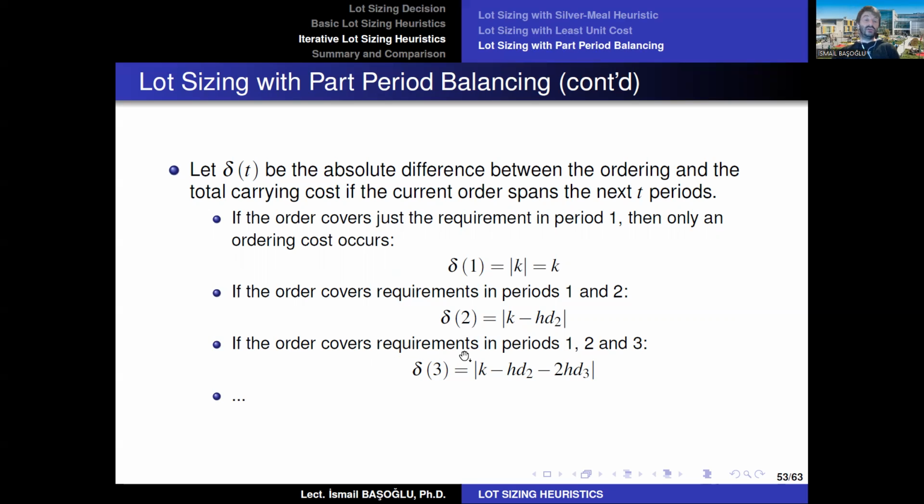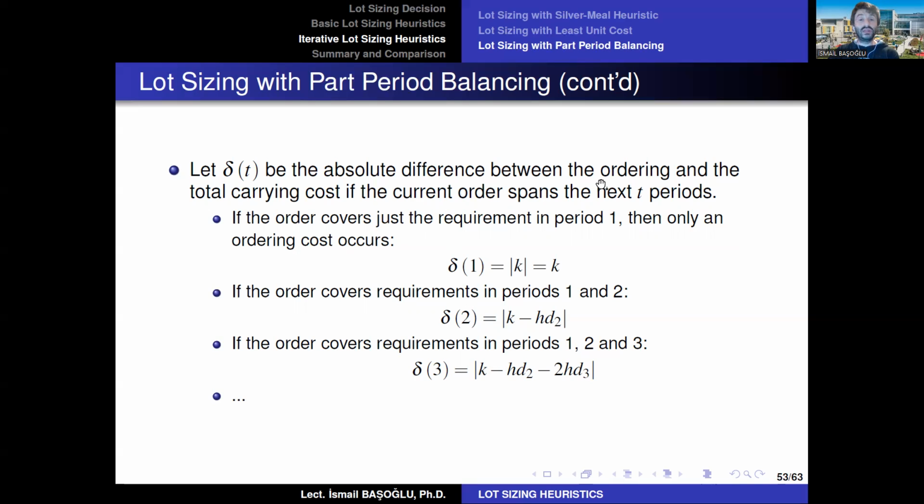Now, if my order covers the requirements of the first three periods, then I will pay a fixed ordering cost. That is the ordering cost component. And what is my carrying cost component? I am going to carry D2 units of inventory to the next period and D3 units of inventory to the period after. So I need to multiply this with 2h and I need to multiply this with only 1h. Now, again, remember my intention here is not to calculate this total cost.